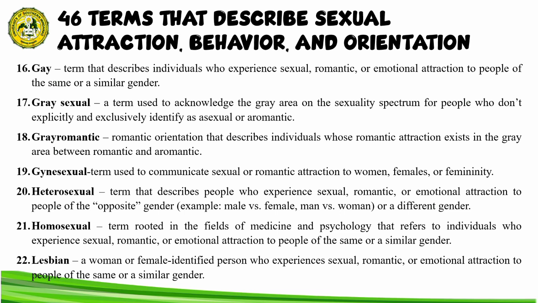Gray sexual people may identify as bisexual, pansexual, lesbian, gay, or queer depending on the genders of the people they are attracted to. Gray sexuality is not the same as celibacy, which is the choice to abstain from sexual activity. Gray sexual people may or may not choose to have sex, but they do not experience sexual attraction in the same way that non-gray sexual people do.